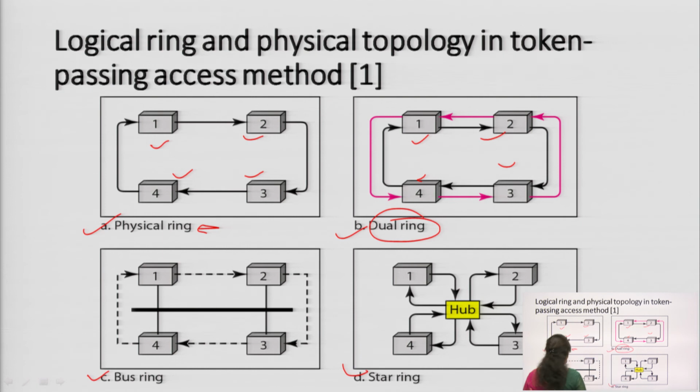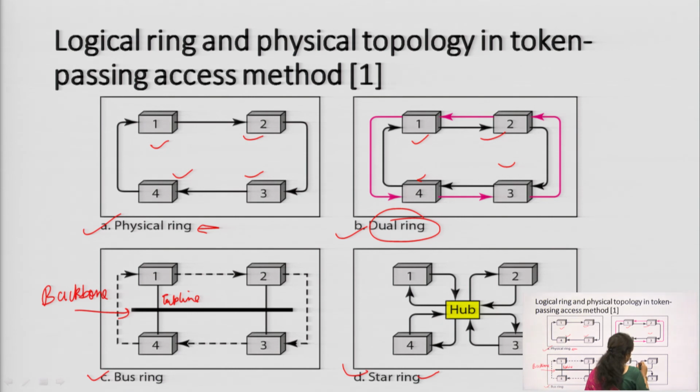Now, the third type is the bus ring. You can see that this is the backbone, which will transmit the data. These computers or stations are connected to this backbone through tap lines, and this forms a bus. Next is the star ring. In star topology, if you remember, there is a hub which is an intermediate node, and whenever we want to transmit the data, it is transmitted using this hub.